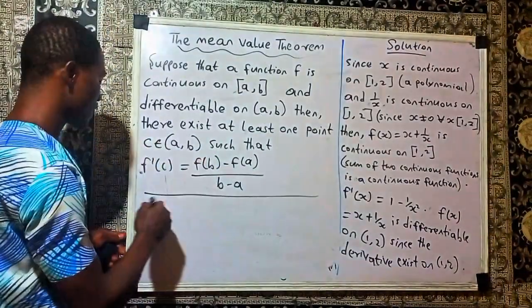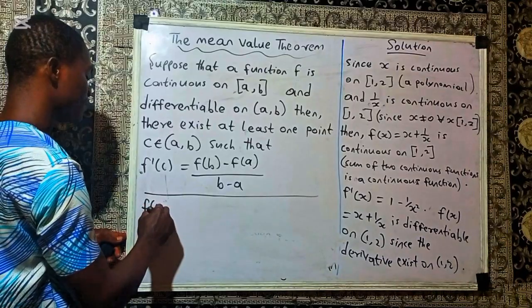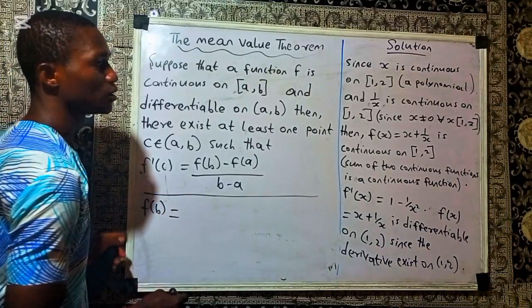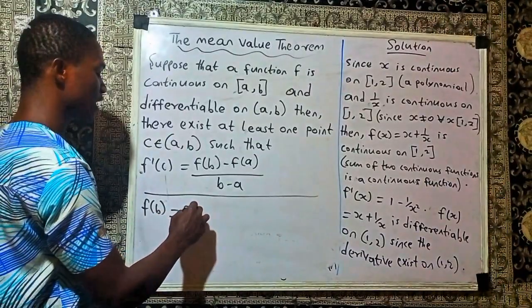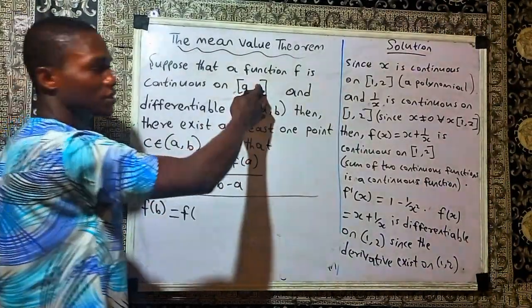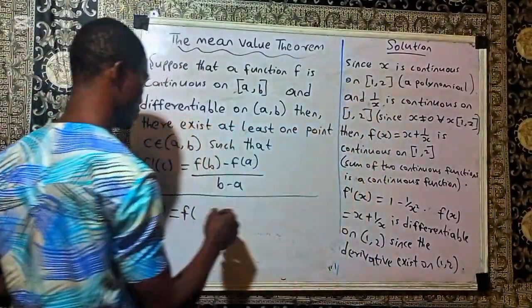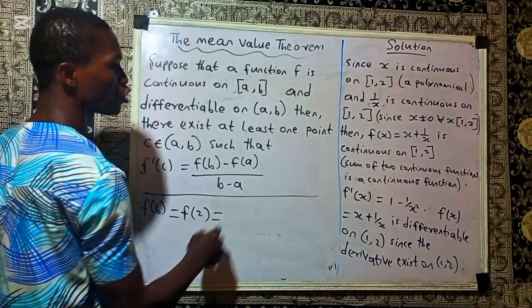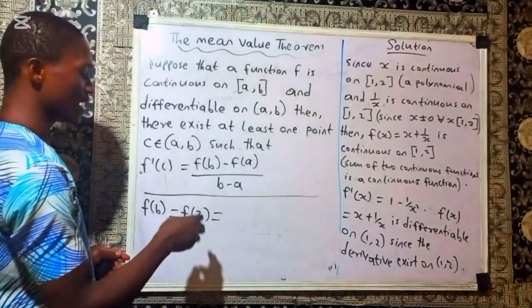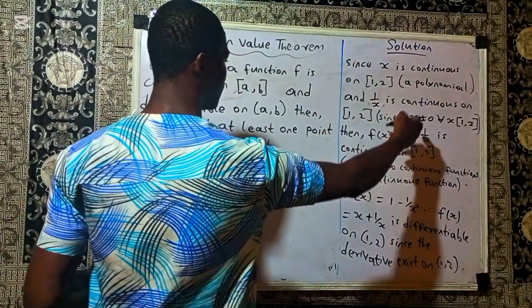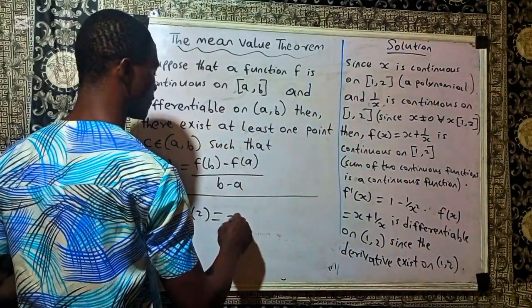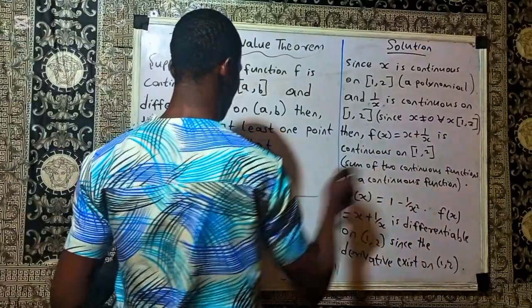Let's first of all find f at B. F at B is the last point. What is the last point of this? 2. F at 2. So you go to your function and replace x with what? 2. We still have our function written down here. We replace x with 2. So you have 2 plus 1 over 2.